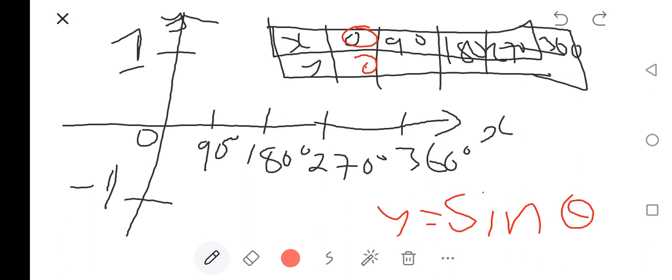Punch sine 90. One. So you write 1 here. Punch sine 180. Zero. You write 0 here. Punch sine 270. Negative 1. Punch 360.